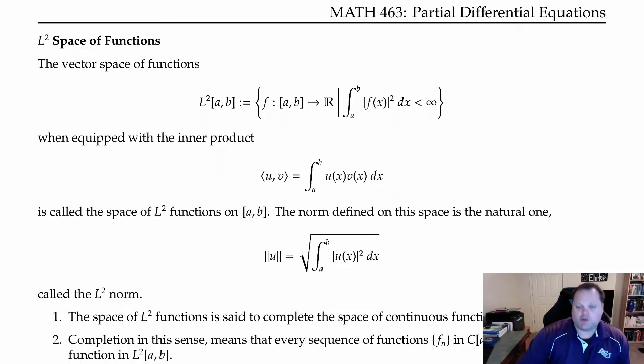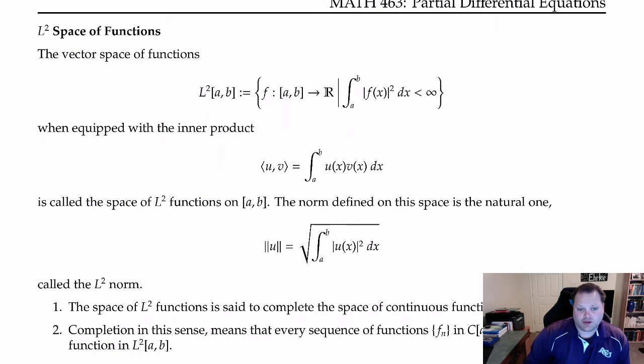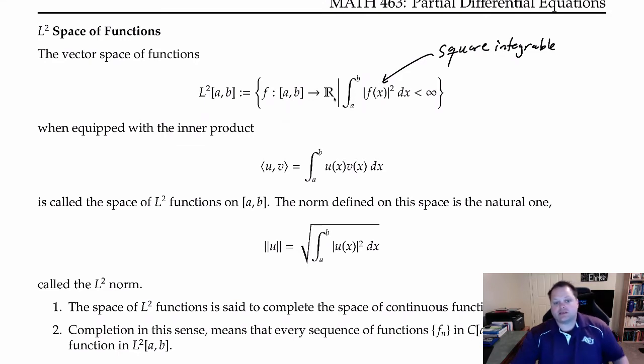All right, let me remind you of some definitions here. Well, actually, this is a new definition. What is the L2 space? The L2 space on the interval from a to b is the set of all functions defined on the interval that are real valued, whose integrals, the square of their integrals is less than infinity. This means square integrable. So this is the condition. So the L2 space is the set of all square integrable functions on the interval from a to b.